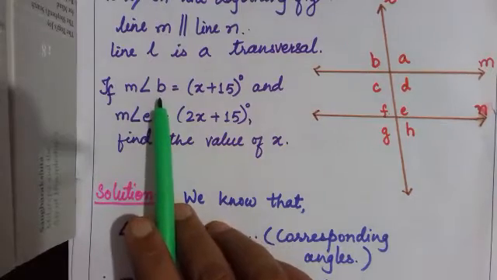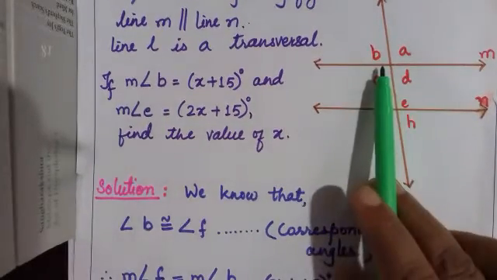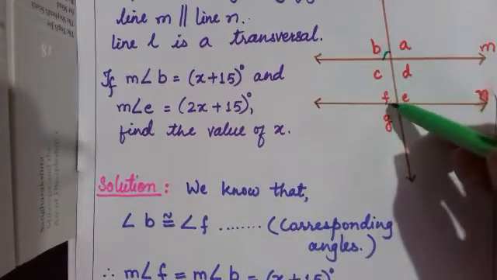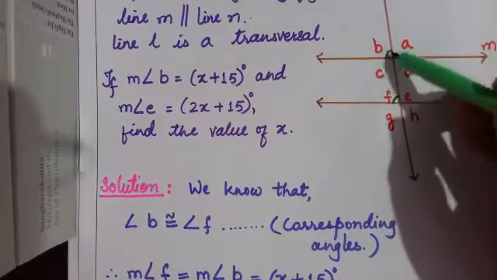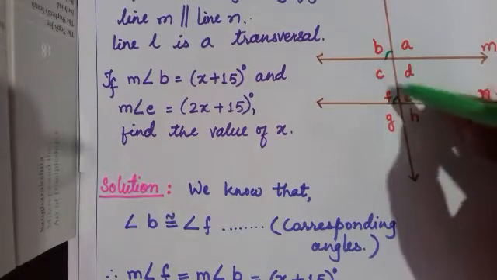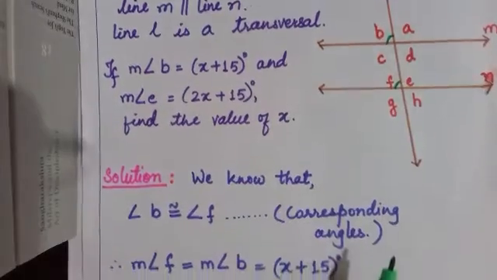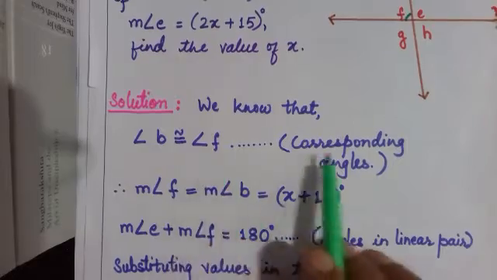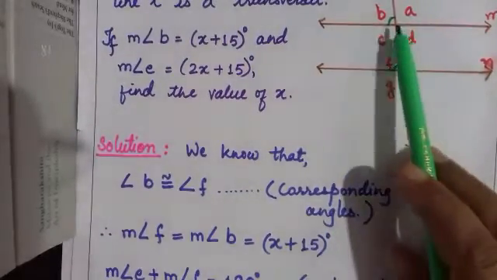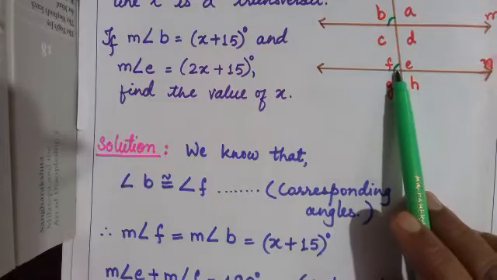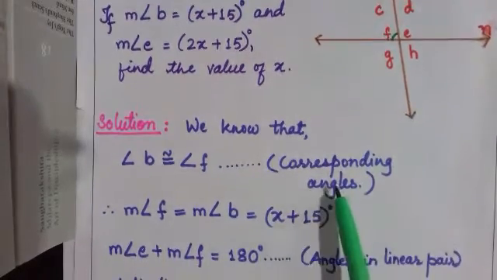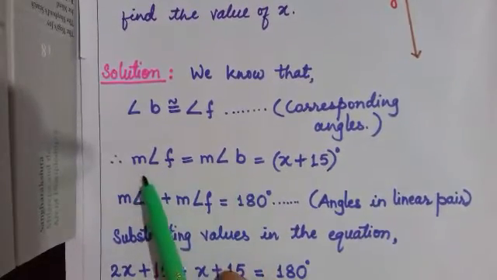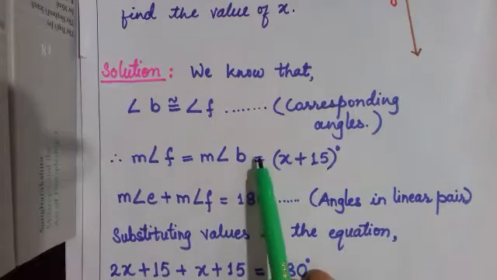Let us see what we can do with angle B. Angle B is given. So angle B and angle F, what type of angles are these? They are corresponding angles and their measures are equal. So here we have written angle B is congruent with angle F because they are corresponding angles. Corresponding angles means their measures are equal. Measure of angle F is equal to measure of angle B.